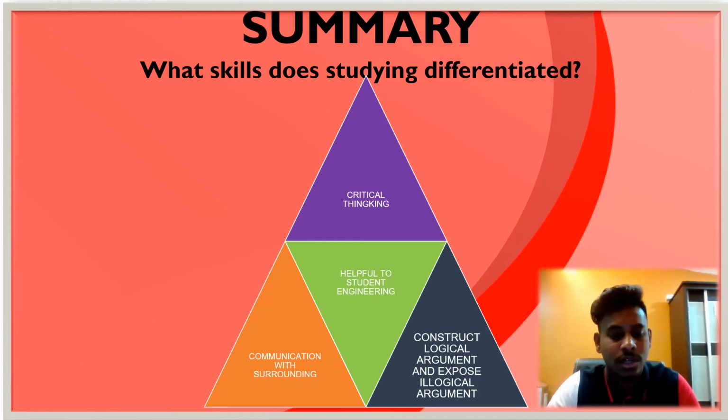Secondly, it is helpful to engineering because it is useful in the practice of engineering. Thirdly, construct logical arguments and expose illogical arguments. It can make us use common sense because you need to think how logical it is. And lastly, communicating with our surroundings. As an engineer, you need to communicate with people to make a good relationship.